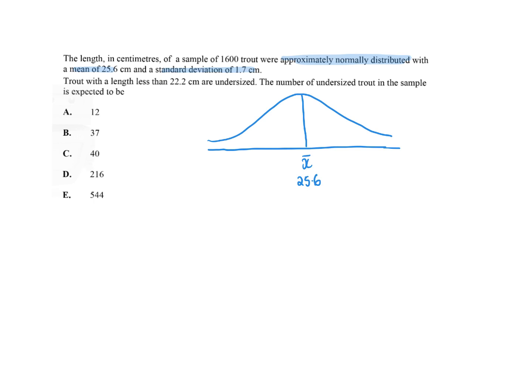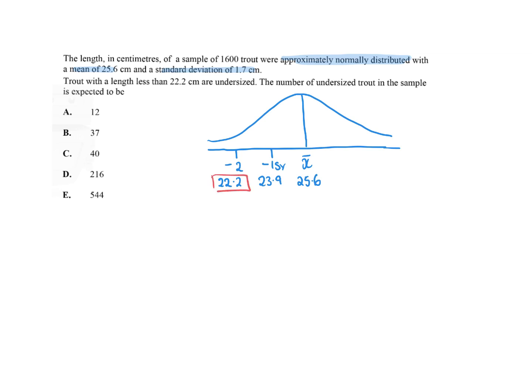So we've got 25.6, and I want to get to 22.2, so I'm probably going to go minus 1 standard deviation. So 25.6 minus 1.7 is 23.9. Then if I minus another standard deviation of 1.7, I get to 22.2. So that's the number that we want.